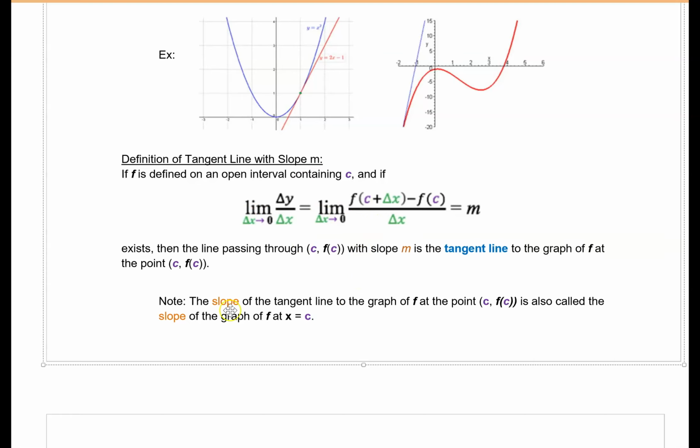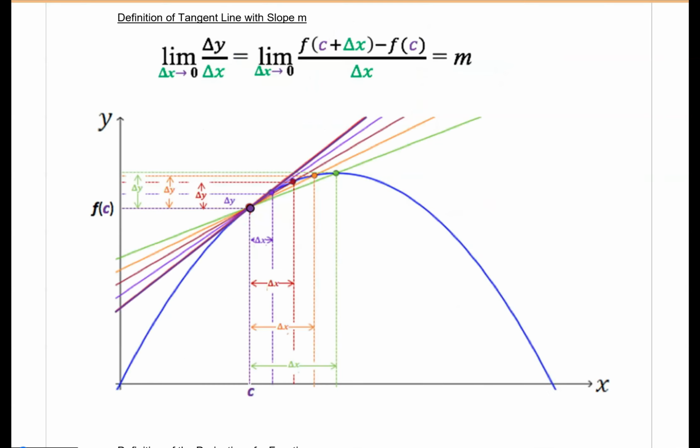It's worth noting here also that when we talk about the slope of a tangent line, a lot of times we also call it the slope of the graph at x equals c for the reasons we just mentioned. Because if you zoom in really far on any one graph at any one point, it begins to look linear. And so the slope of that tangent line is really the slope of the graph at x equals c. Now let's look at this definition in more depth. Let's take a look at all these pieces.